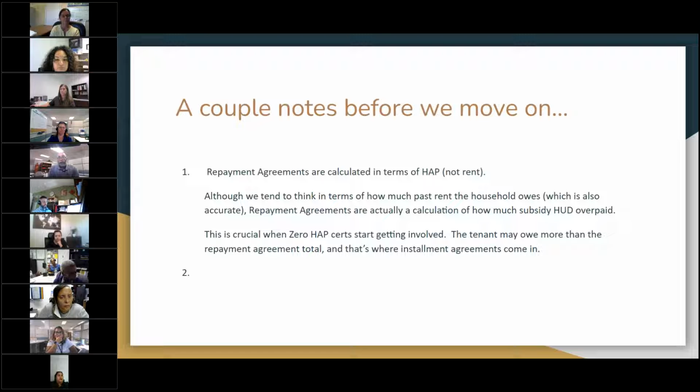And where this is really important is when it comes to zero HAP certs. Repayment agreements, again, are only in terms of what HUD is ultimately owed because they're the ones giving us the money. And if it's zero HAP, anything above contract rent is our money. That needs to go through an installment agreement.